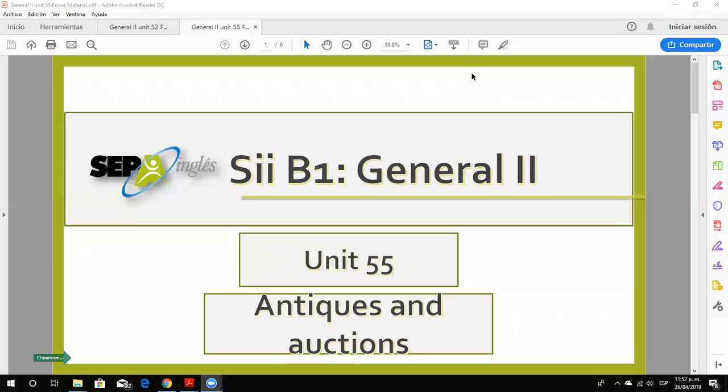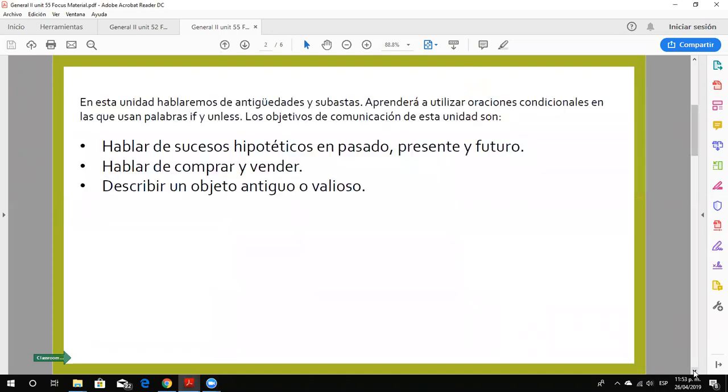Hello, welcome to CV1 General 2, Unit 55, Antiques and Auctions. In this unit, we are going to look at antiques and auctions. You will learn to use conditional sentences, in which you use the words if and unless.